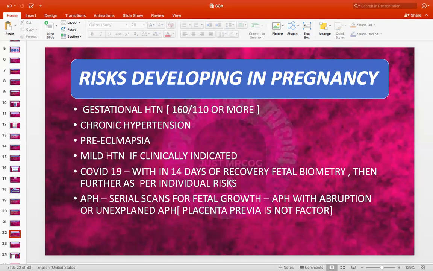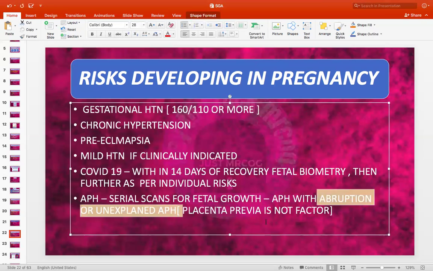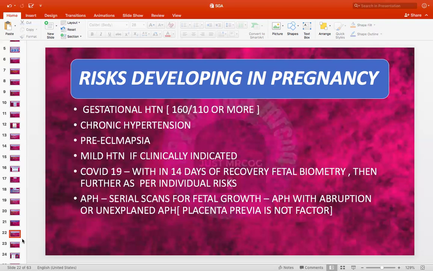APH. APH is a risk factor and indicates serial scan for fetal growth, right? APH with abruption, or if there is APH with abruption, APH is very much possible. With placenta previa, APH is possible, or when there is no diagnosed cause for APH. In that case also, it is considered a risk factor. But if there is placenta previa but no episode of bleeding, placenta previa per se is not a risk factor for FGR.